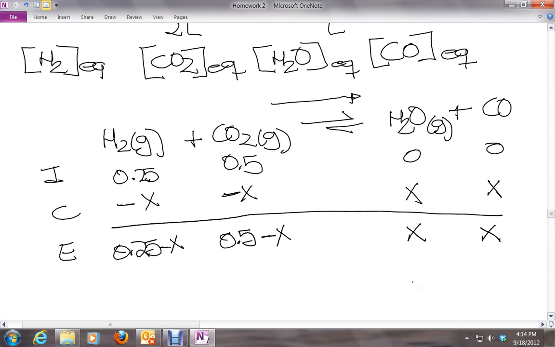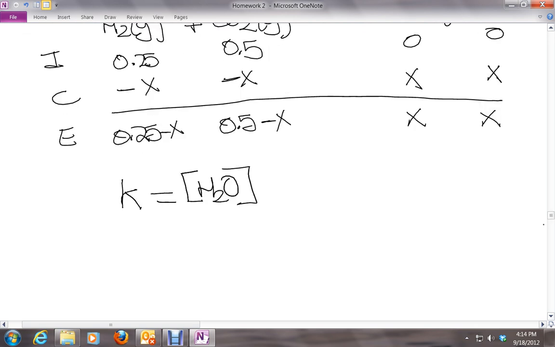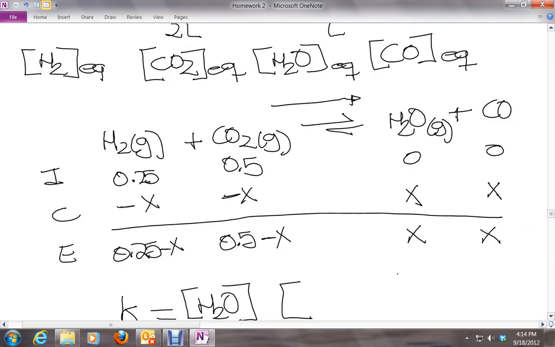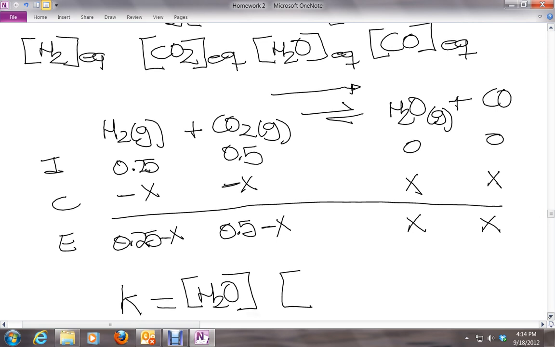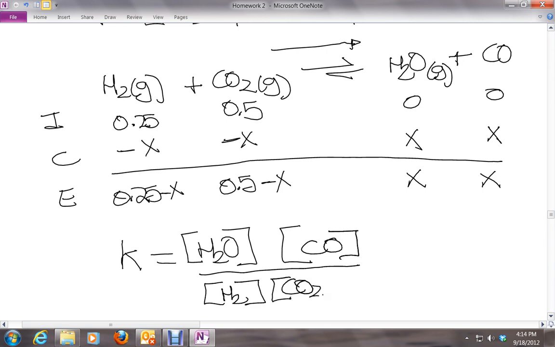So let's go ahead and write the expression for the equilibrium. It's going to be water, okay? You have the problem with you. What I'm going to do is plug in the value without going up on the screen. Let me show you the equation. It's going to be CO divided by the concentration of hydrogen multiplied by the concentration of CO2.